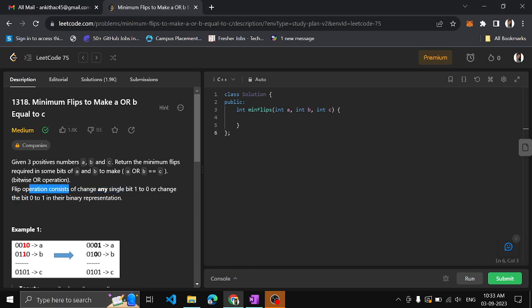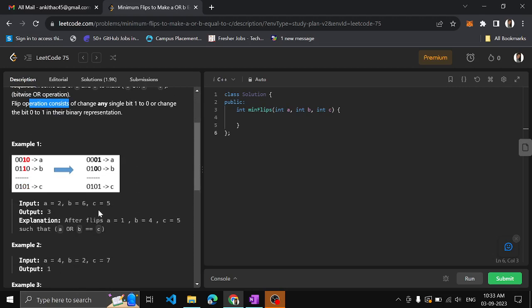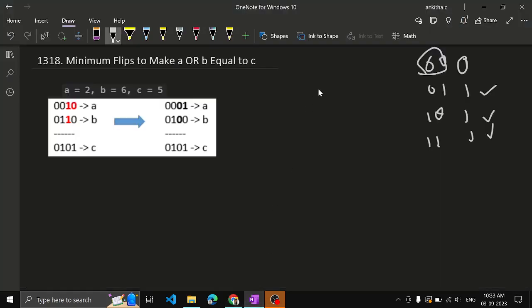A flip operation consists of changing any single bit, 1 to 0 or 0 to 1. That is a binary representation. Let's say the example A equal to 2, B equal to 6 and C equal to 5 is given. I hope you know how we represent a given number in a binary format. It's a base 2 format: 2 power 0, 1, 2, 3. 2 power 0 means 1, then 2, 4, 8.